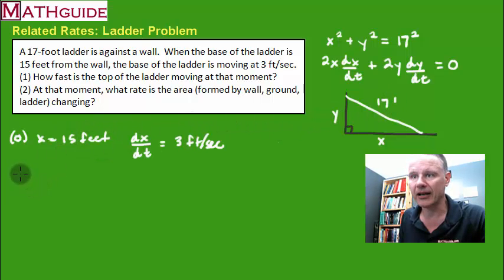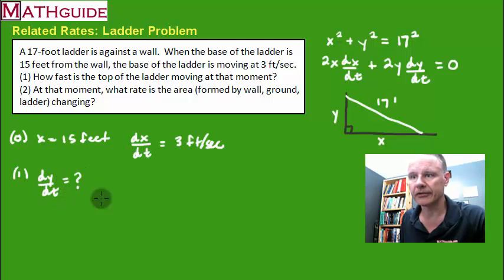Now we can get into step 1. Step 1 says, how fast is the top of the ladder moving? What are we being asked to find? We're trying to figure out how the top is moving, not what the distance is. It's not asking for y. It's asking how fast it's moving. That's a rate. That's dy/dt. So they're asking us to find dy/dt.